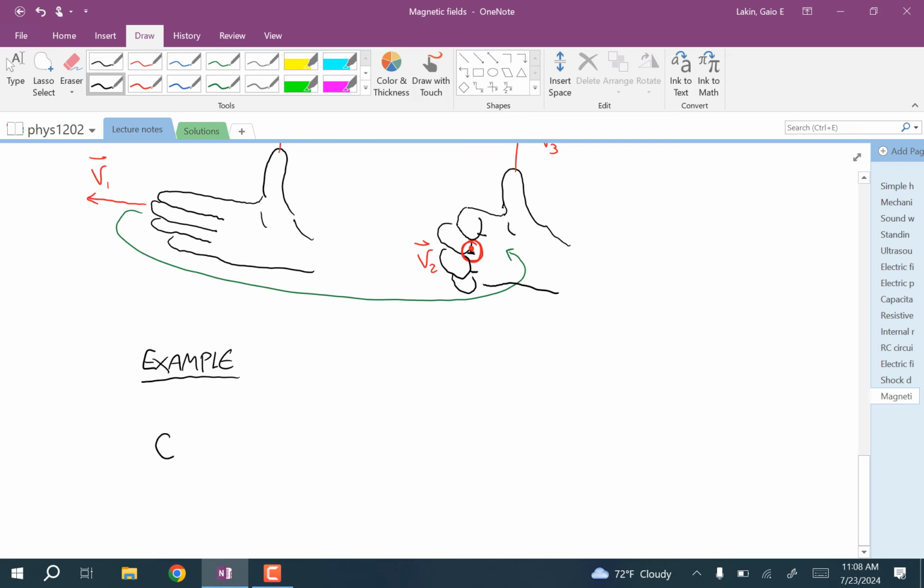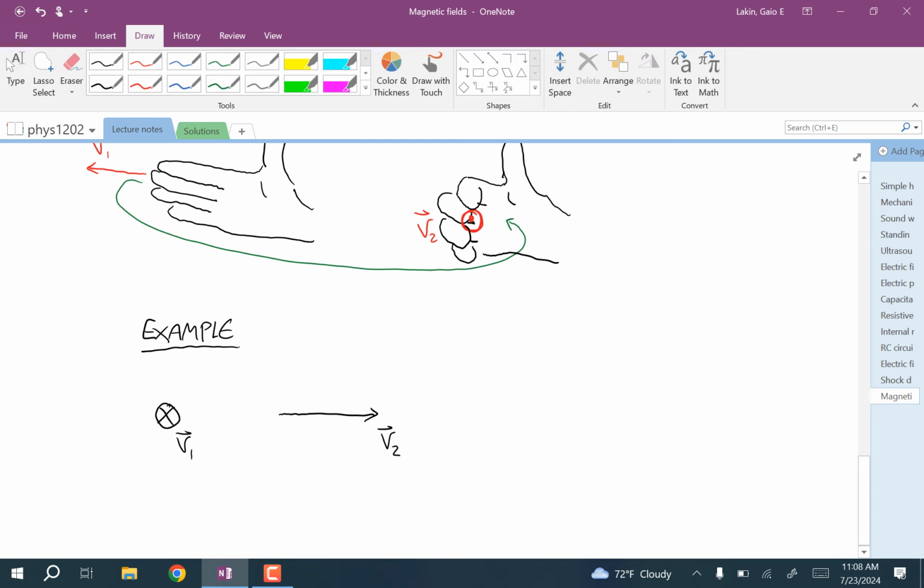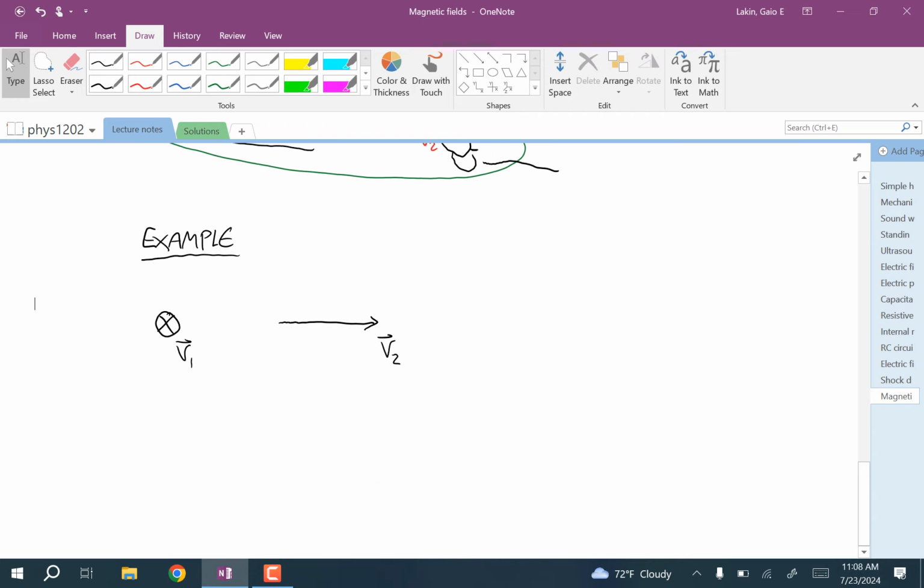Okay, so let's say that V1 is a vector into the page, and V2 is a vector this way. What's the output coming from the right-hand rule? And before I do that, let's get used to thinking about the coordinate system. What directions are these vectors in? V1, since our z-axis always comes out of the page, is in the negative z direction. V2 is in the positive x direction. And we want to see what the output is.